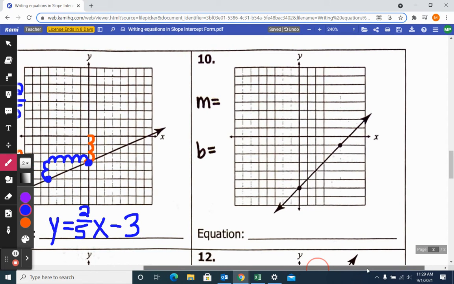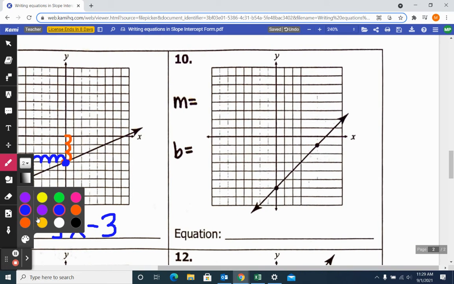Good job. Okay, number 10. Identify first your y-intercept. So start at 0, 0 and count until you get there. So 1, 2, 3, 4, 5, 6. And I went down. So is this positive or negative? -6. Good.